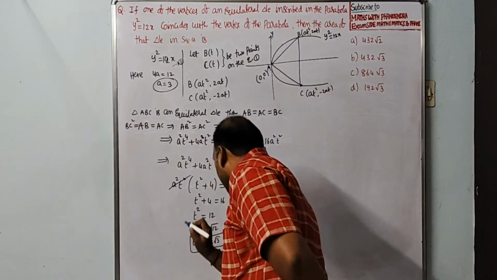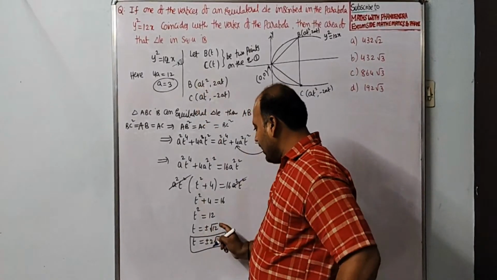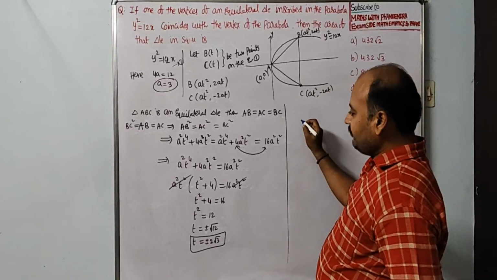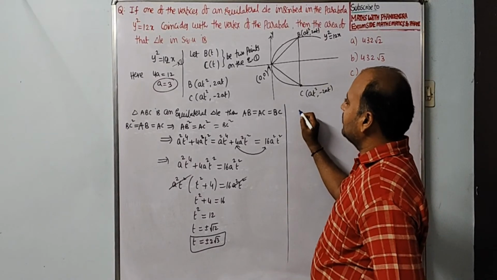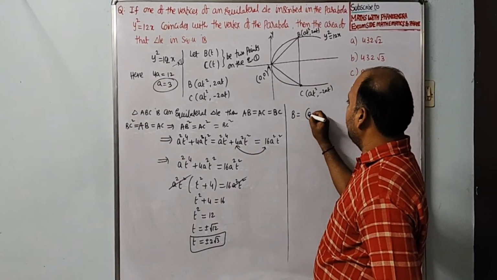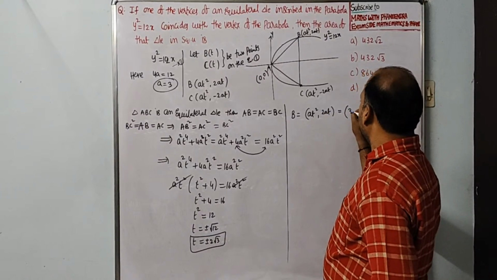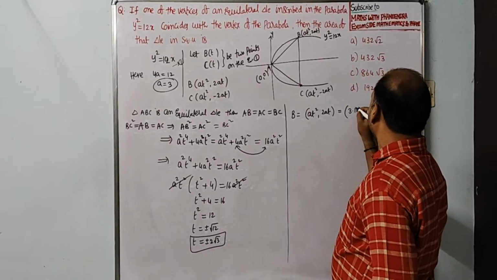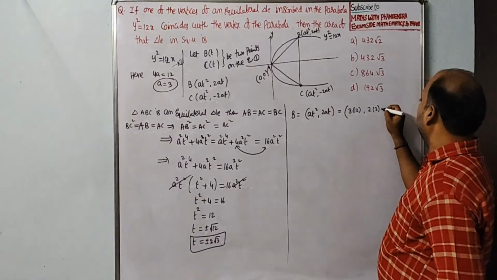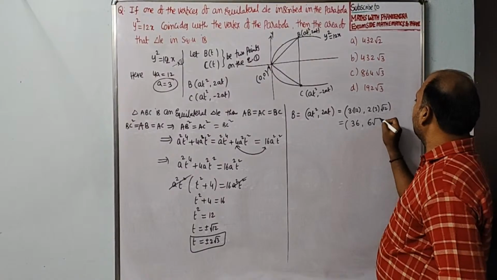So why, sir, are you calculating the t value? I will tell that. After getting the a value, we got it, the t value also we got it. So B point becomes (at², 2at). The a value is 3, t square means 12, comma 2at, 2 into 3 into t value root 12. Okay, like this we write it. So (36, 6 root 12).